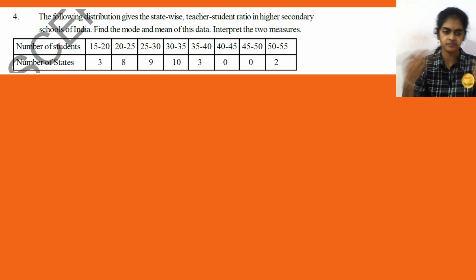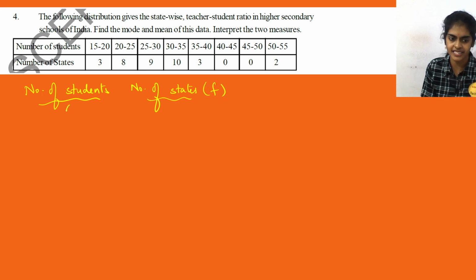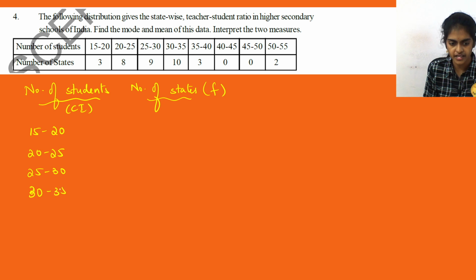Now, as I told you, for finding the mode, you don't have to modify the table. You can take the table as it is. So, number of students, number of states. Number of states is nothing but frequency. Number of students is nothing but class interval. You all know it. So, number of students are 15 to 20, 20 to 25. It's a continuous class interval again. 25 to 30, 30 to 35, 35 to 40, 40 to 45, 45 to 50, 50 to 55. And the frequencies are 3, 8, 9, 10, 3, 0, 0, 2.